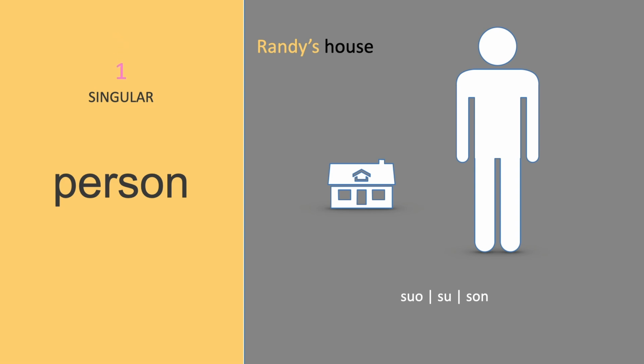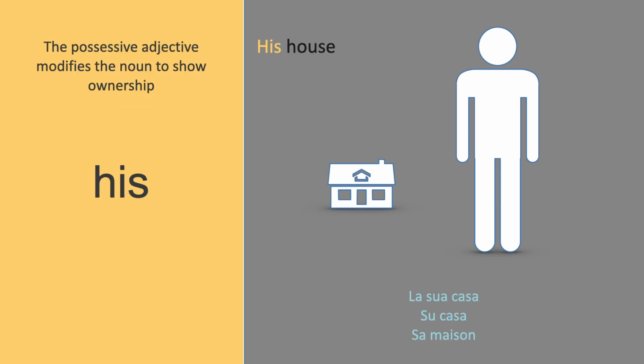Let's look at this example. Here we have Randy's house. If you are referring to Randy and his house, you can use the possessive adjective by saying his house. His house.